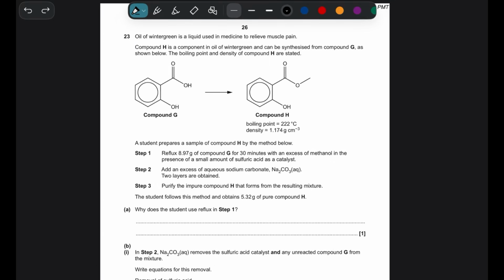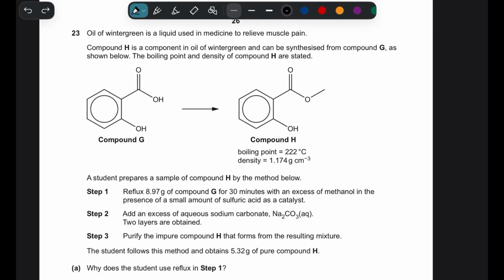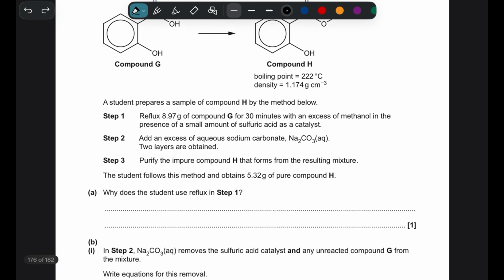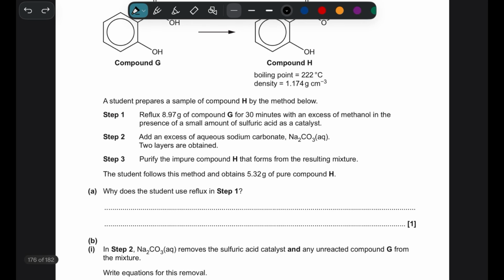Okay, big question here. A lot of context that we kind of don't need, to be honest, but I'm looking at the molecules that we have, compound G, compound H. I can see really the biggest difference is the esterification of it. Cool. So we want to get a sample of compound H, and they've done it by refluxing G with methanol. There we go. And then they added an excess of aqueous sodium carbonate, and they purified H.